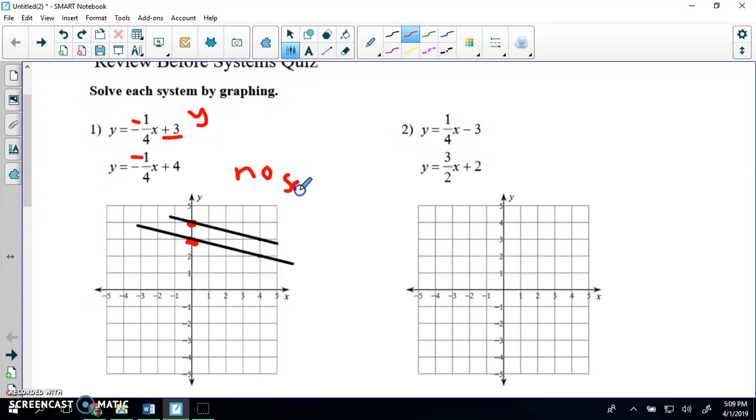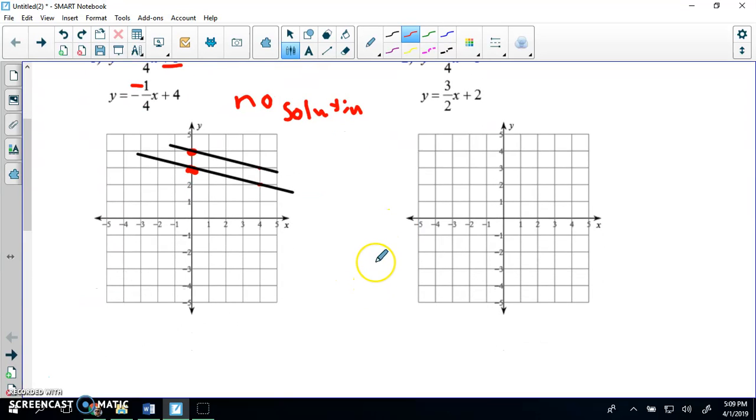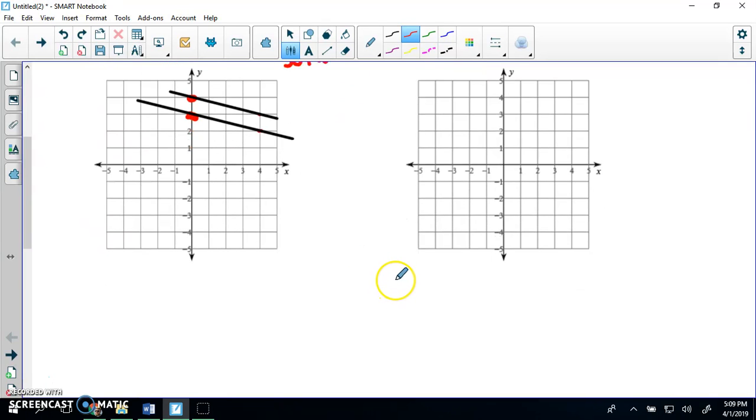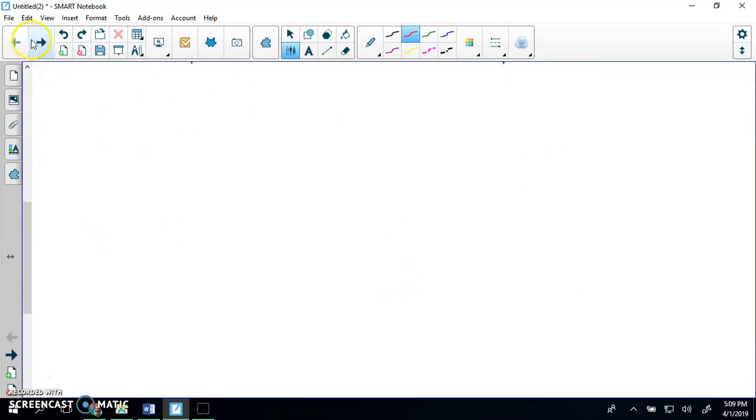All right, no solution on that one. I know I misspelled it. Okay, so you can try graphing the other, but where they cross is the solution. All right, those are what we call parallel.